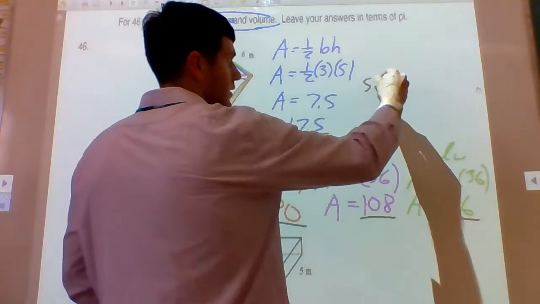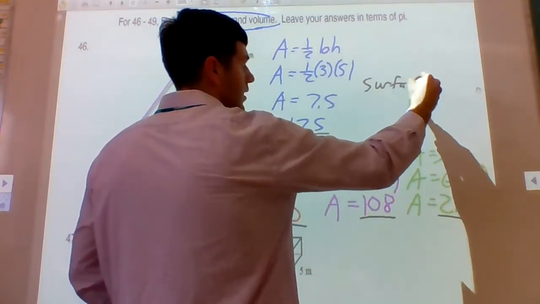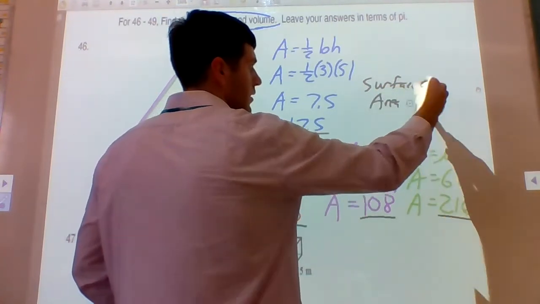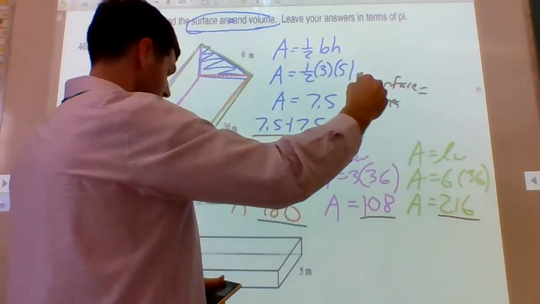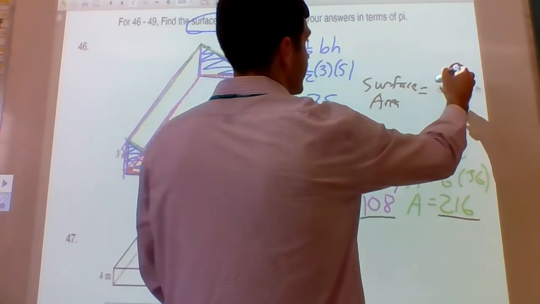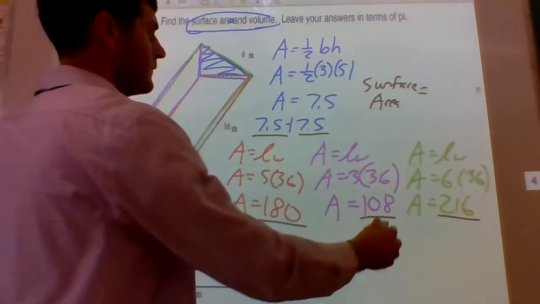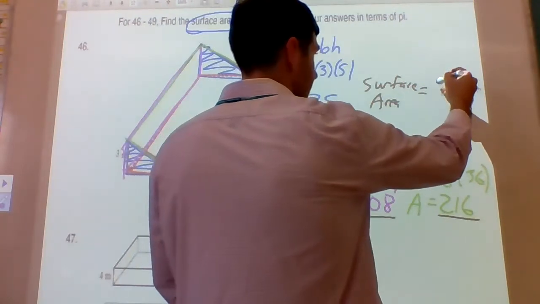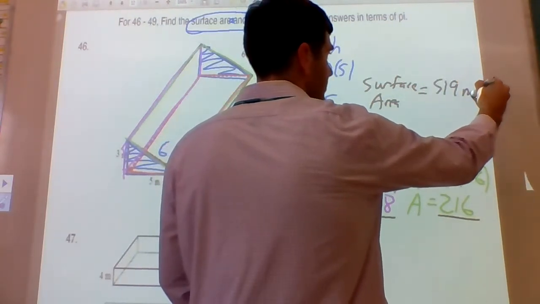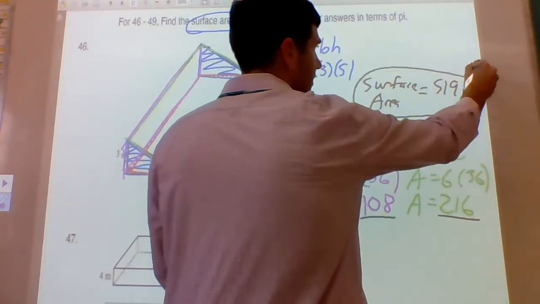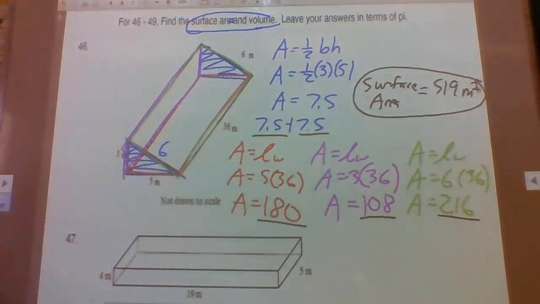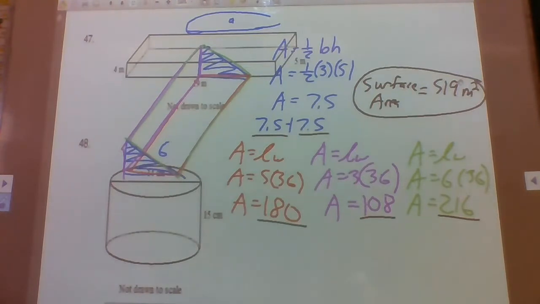So the surface area is going to equal 519. We want it in terms of pi, but that's not going to matter for a triangle. 519 meters squared. It's area, so it's going to be meters squared. Okay, 47 is a rectangular prism.